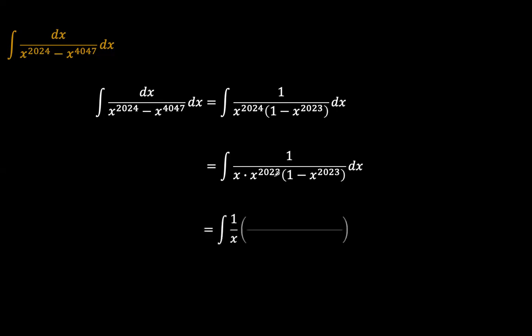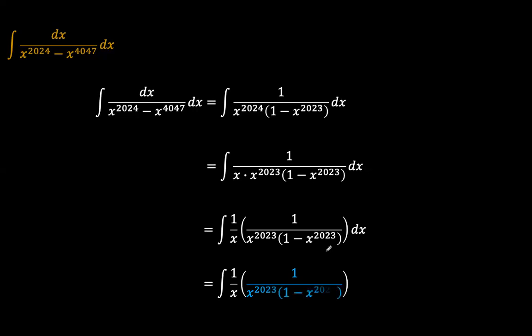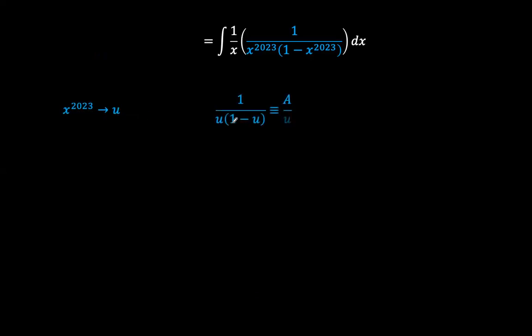So let's focus on creating a partial fraction out of 1 over x to the power 2023 times 1 minus x to the power 2023, which we've emphasized by changing the color to blue. We assume that x to the power 2023 is u. So you have 1 over u times 1 minus u. That can be equivalent to a over u plus b over 1 minus u, right? We don't know the constants a and b, and we have to determine them.